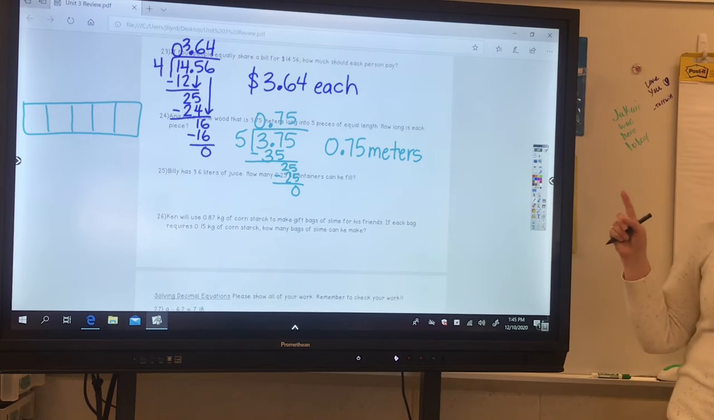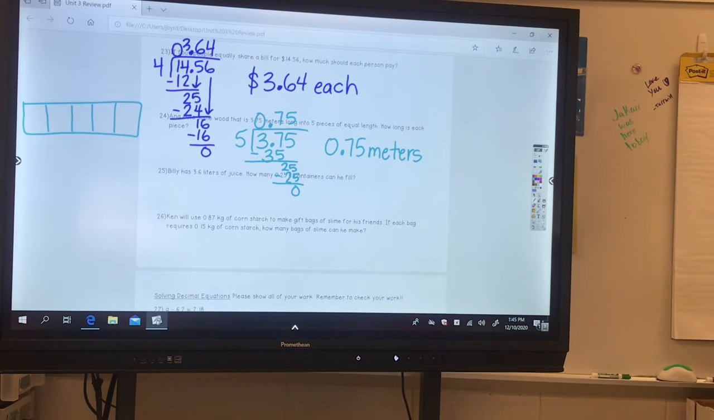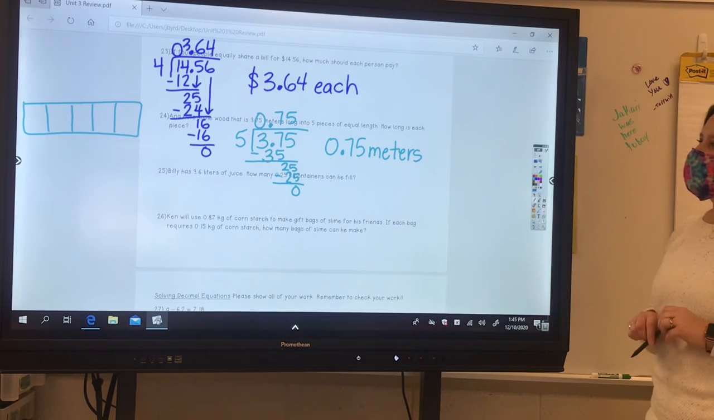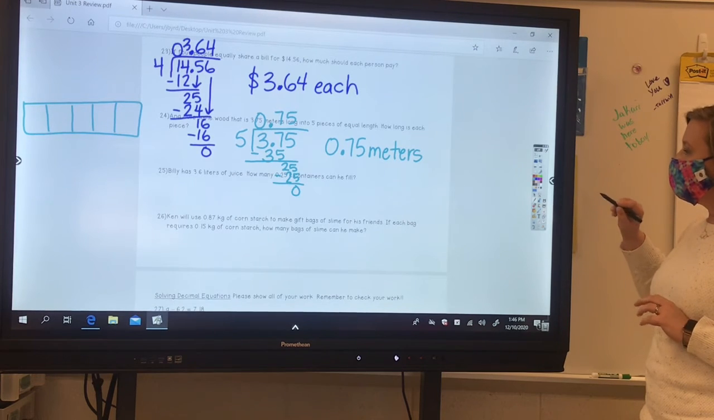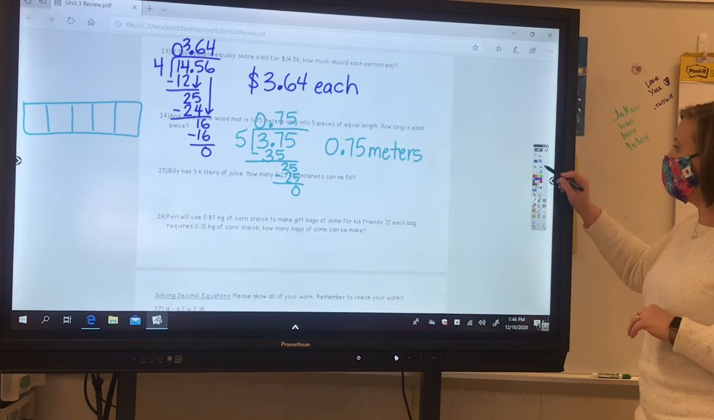All right, I'm going to leave that up there while I read number 25, and then I'm going to take that off, okay, because I need to clean up my workspace just a hair bit. Billy has 3 6/10 liters of juice. How many 2,500 liter containers can he fill?